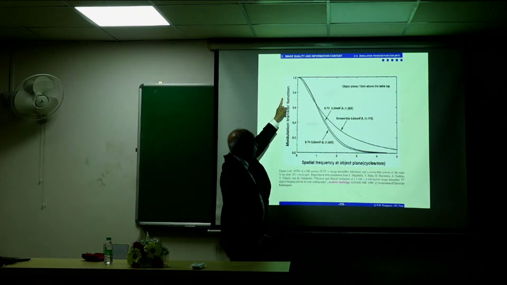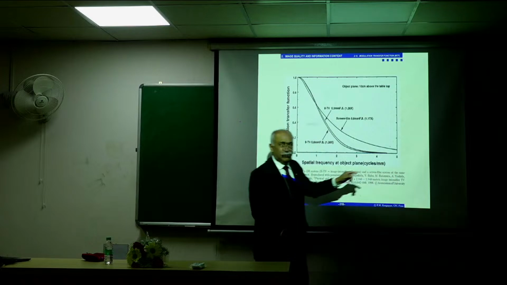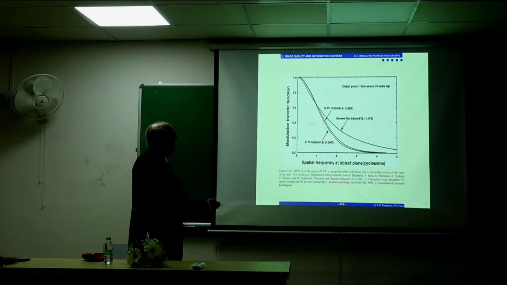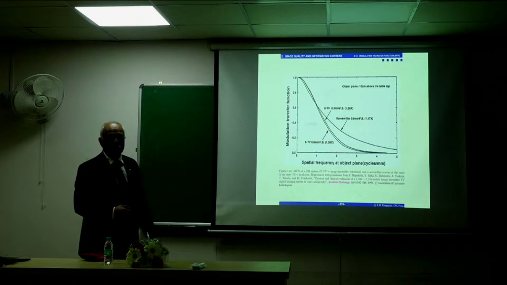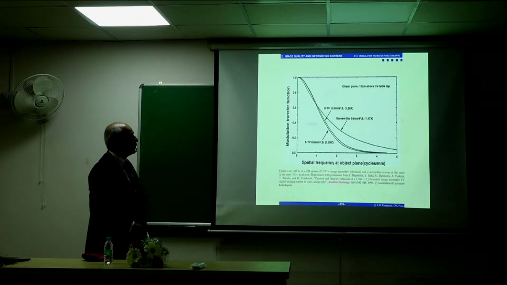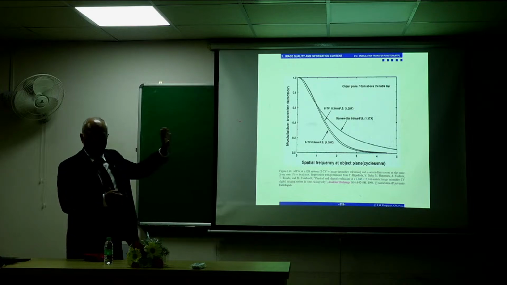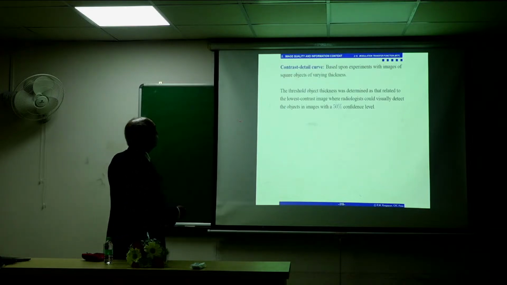This is normalized 1 up to 5 cycles per millimeter. Here, the two of these digital systems are fairly close. There is not much of a difference, but there is a small difference. The larger the focal spot, the more the low pass. The area is reduced a bit. Okay? So all of these, as I said, are important in practice.